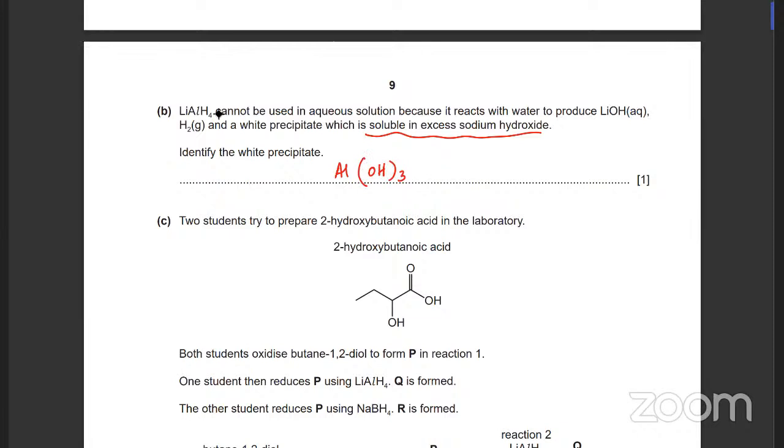Okay, that's the solid precipitate that dissolves, because that's the only thing that's possible when this thing reacts with water. So what will aluminium form? That would form probably hydroxide.